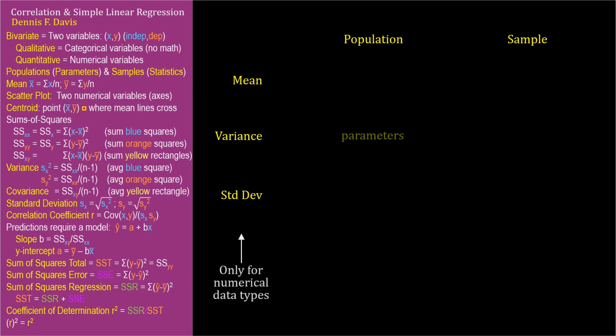When describing populations, these characteristics are called parameters. When describing samples, they're called statistics. They're easy to remember because parameters describe populations and they both begin with P, and statistics describe samples and they both begin with S. I think these terms will make more sense as we proceed.